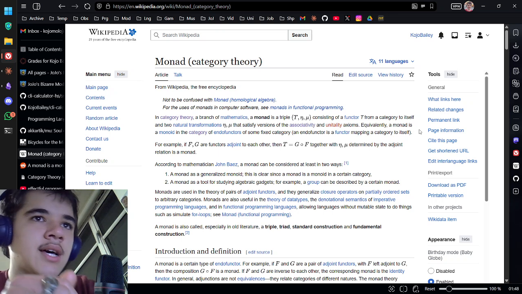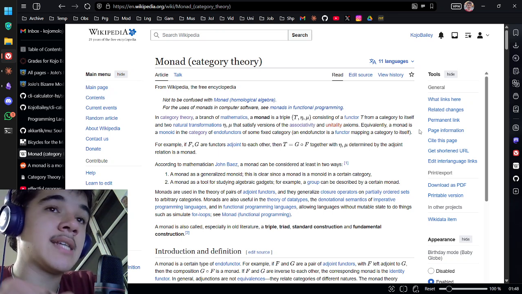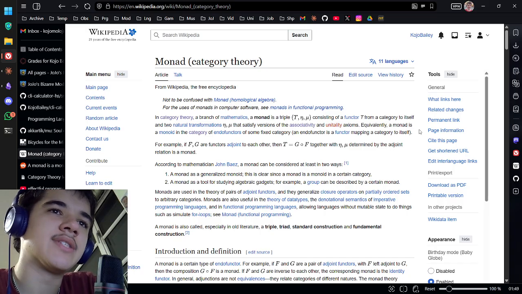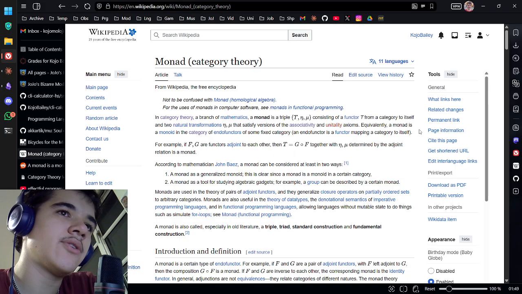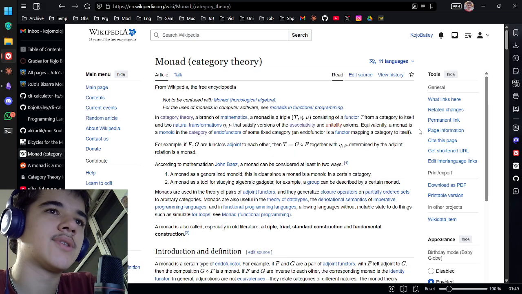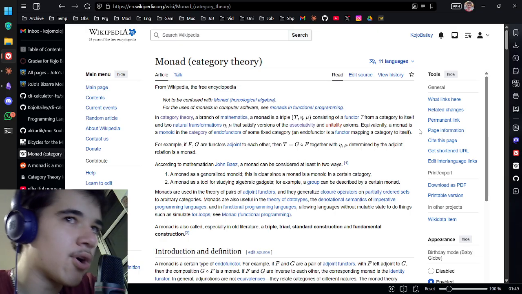Okay. A monad is a monoid in the category of endofunctors of some fixed category. So an endofunctor is a functor mapping a category to itself. So is that not just the identity? No, no, no. Sorry, I'm wrong.